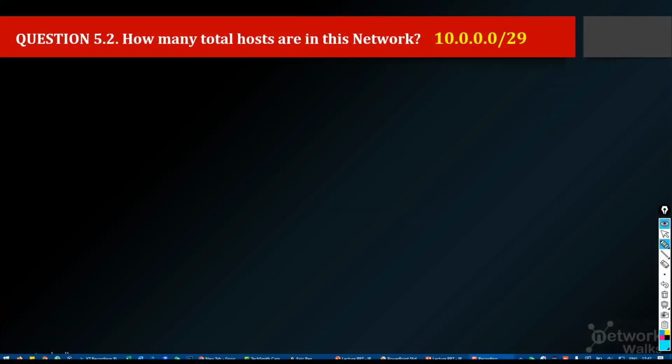Okay, the next question is: how many total hosts are there in this network? So let's solve this example together. Simply, what do we have to write? What is the formula for the total number of hosts? 2 raised to power h, right? So 2 raised to power h means 2 raised to power 32 minus the given mask, right?